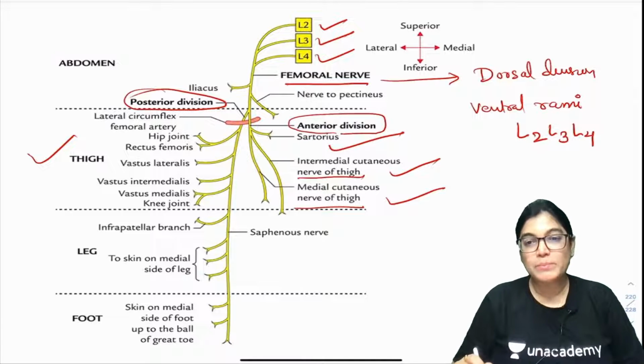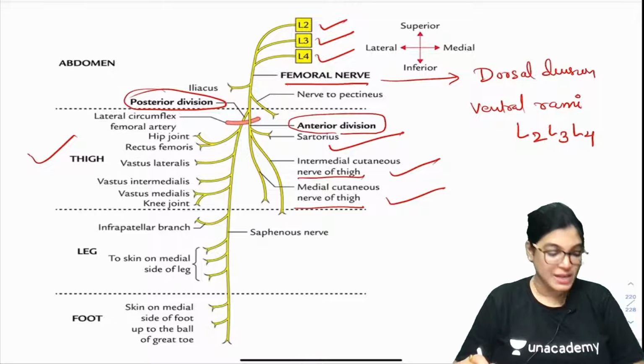So I also remember one of my students when I was doing PG, there was one named Adarsh.